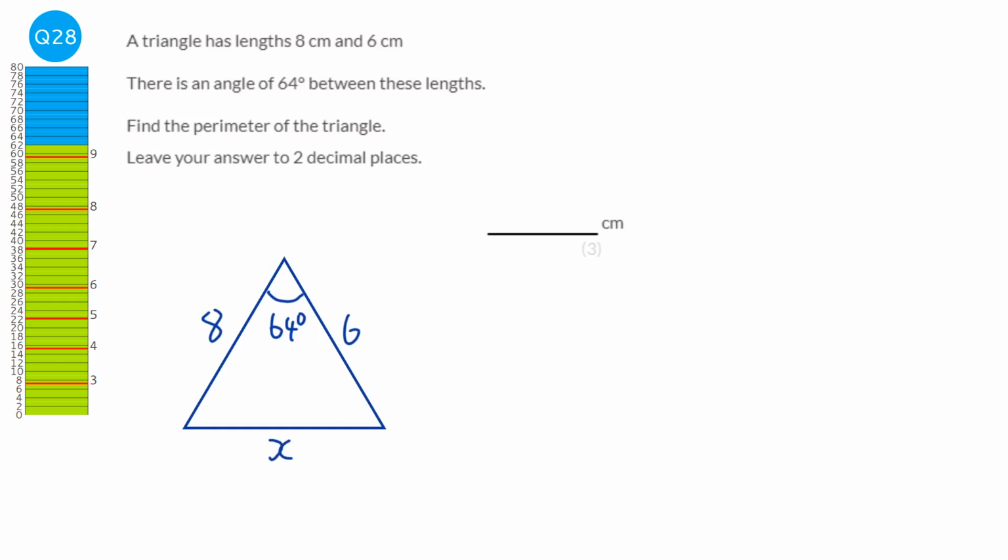Now we're going to be using the cosine formula. So cosine formula involves angle A. So we're going to label the angle A. And the one opposite, the one we label as A, is going to be little a. And then little b and little c, it doesn't matter which way around you do them.